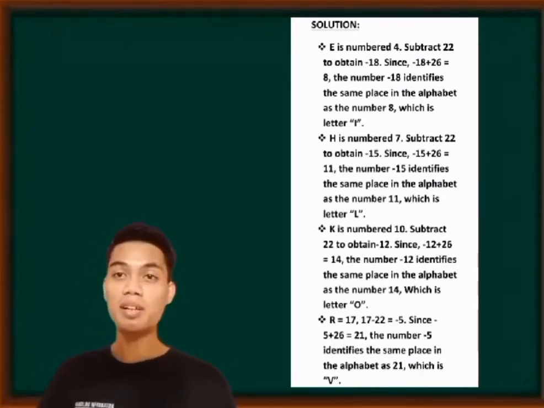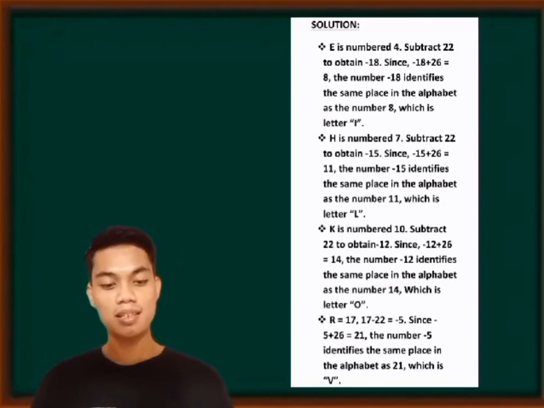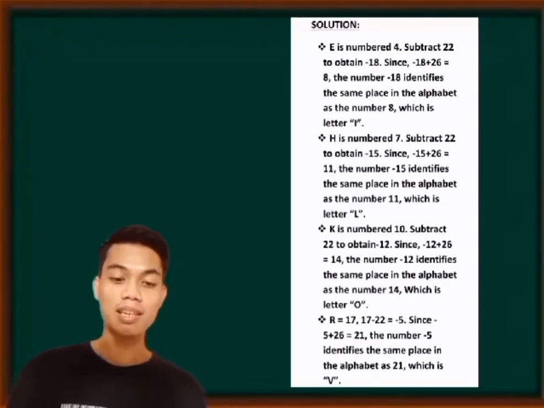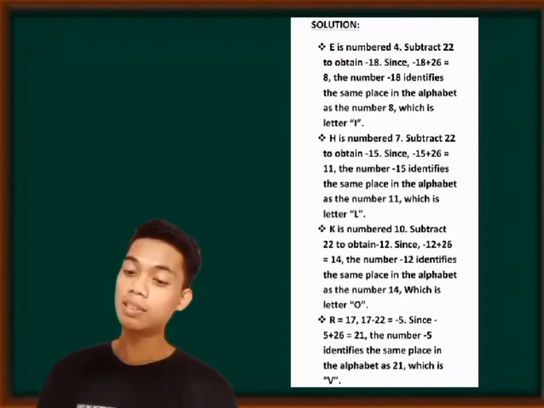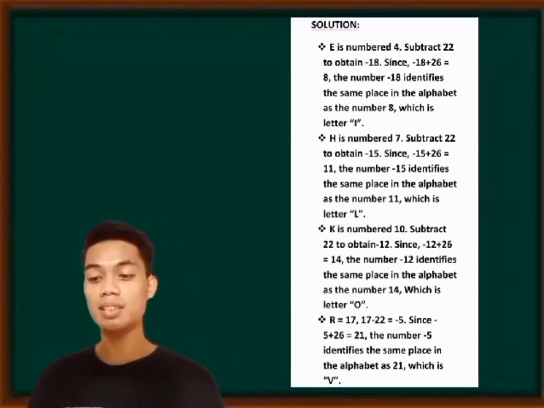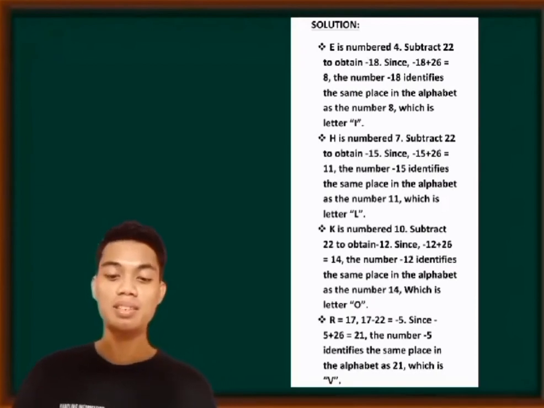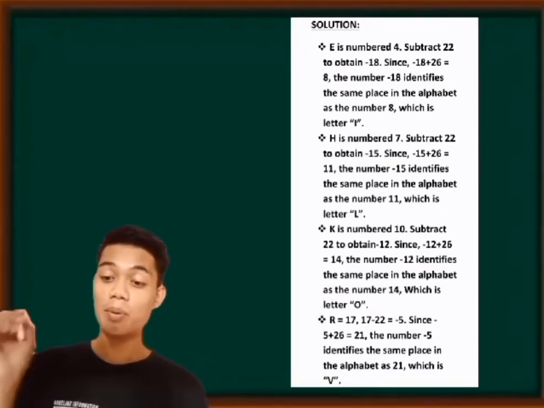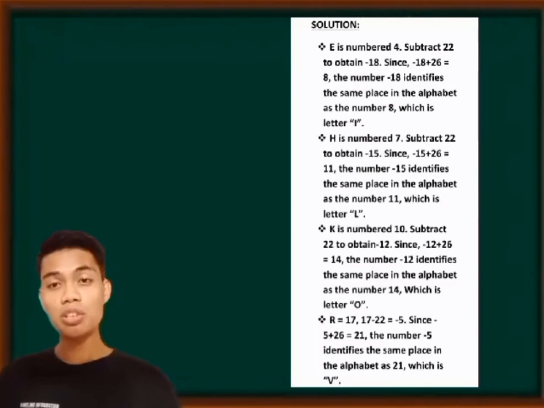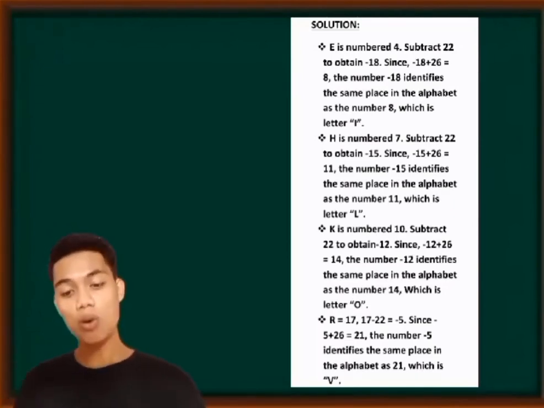The third letter from the given code is letter K. K is numbered 10. You subtract 22 to obtain negative 12. Since negative 12 plus 26 is equivalent to 14, the number negative 12 identifies the same place in the alphabet as the number 14, which is O.